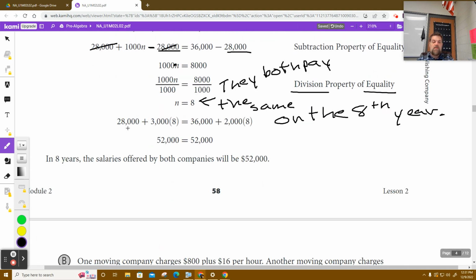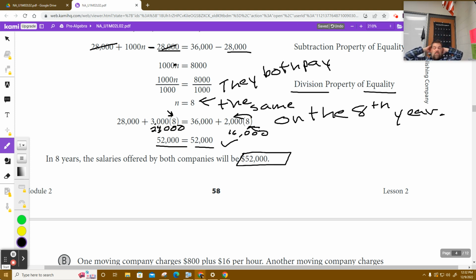So you just take the original equation and you plug in 8 for n. When you do the math on this side, 8 times 3,000 is 24,000. 24,000 plus 28,000 is 52,000. Over here you have 8 times 2,000, which is 16,000. 16,000 plus 36,000 is 52,000. They're both the same, so we did the math right. And after 8 years, the salaries offered by both companies will be 52,000.